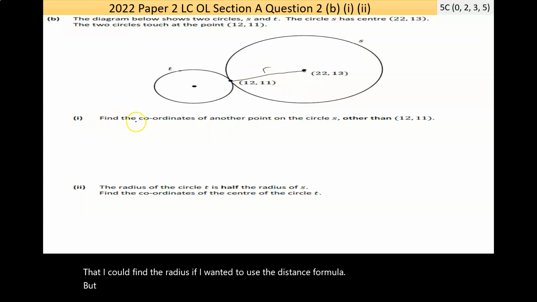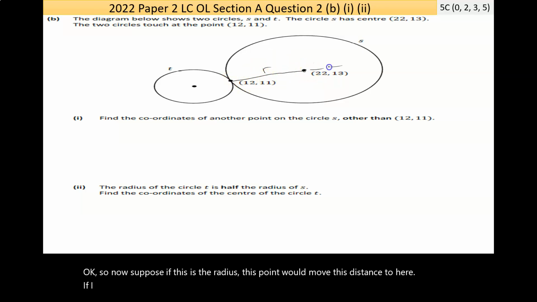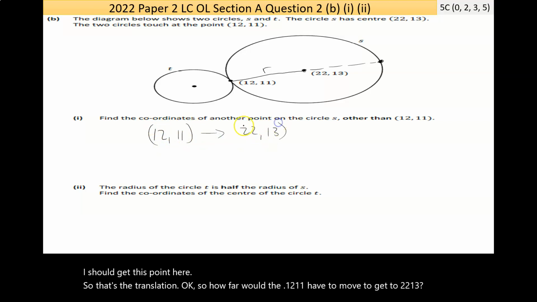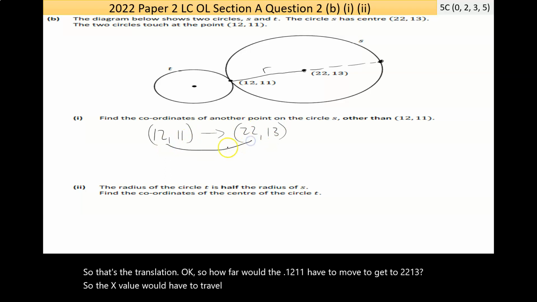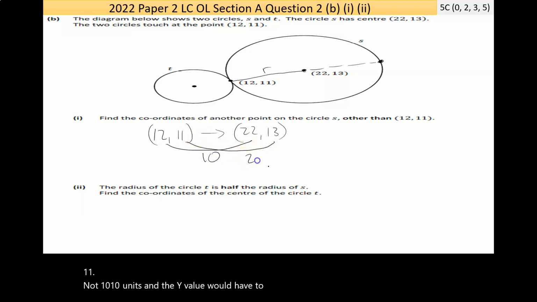But they're asking to find the coordinates of another point on the circle S other than 12, 11. So if this is the radius, this point would move this distance to here. If I move that the same distance on here, I should get this point here. So that's translation. How far would the point 12, 11 have to move to get to 22, 13? The x value would have to travel 10 units, and the y value would have to travel just 2 units.